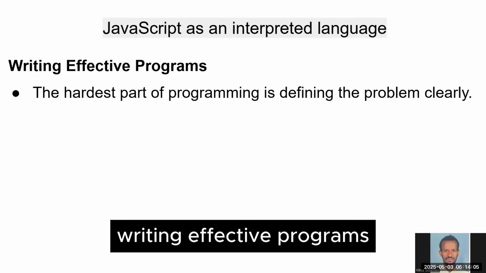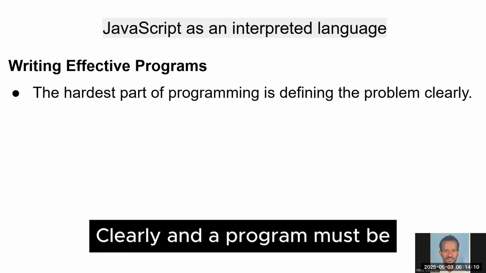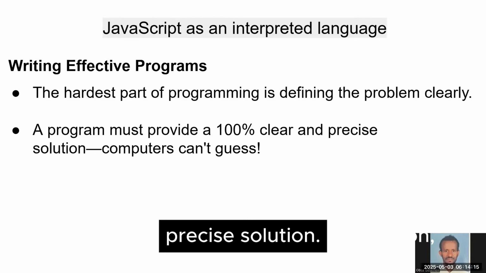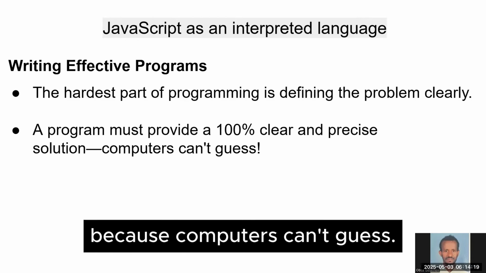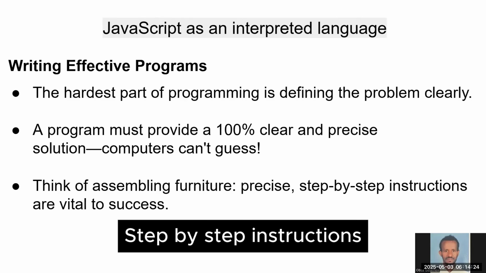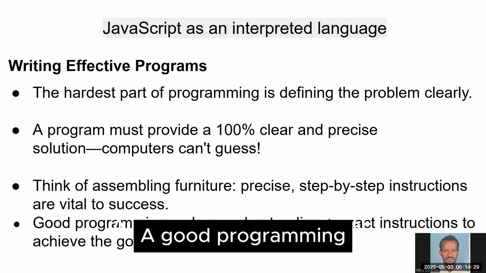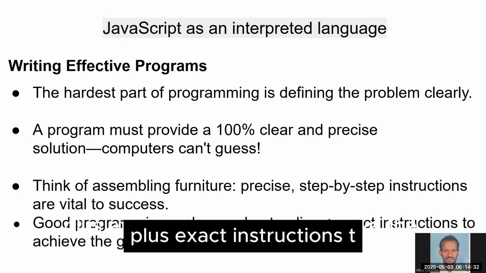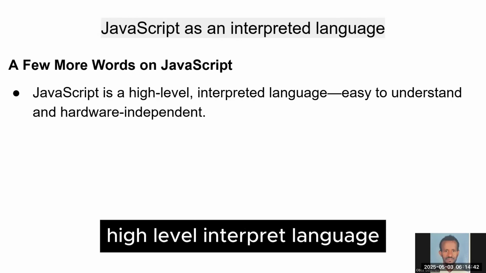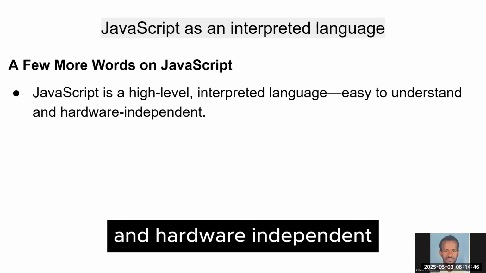Writing effective programs. The hardest part of programming is defining the problem clearly. A program must provide a 100% clear and precise solution, because computers can't guess. Think of assembling furniture. Precise step-by-step instructions are vital to success. Good programming is a clear understanding plus exact instructions to achieve the goal. JavaScript is a high-level interpreted language, easy to understand and hardware independent.